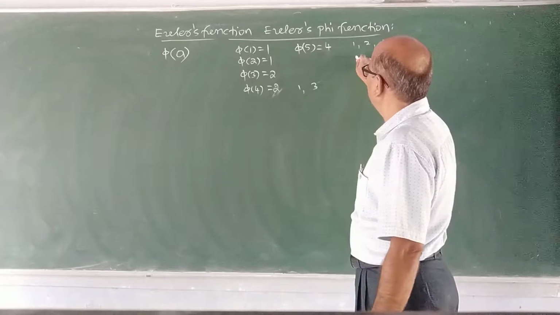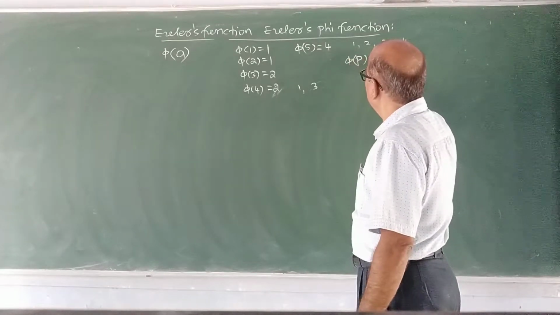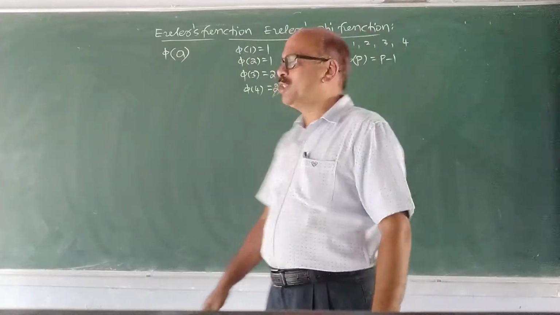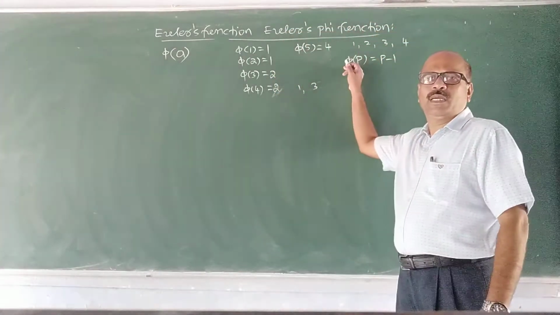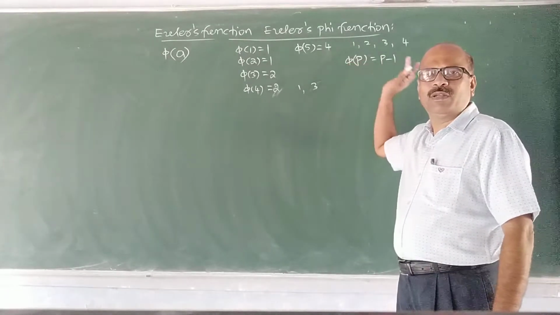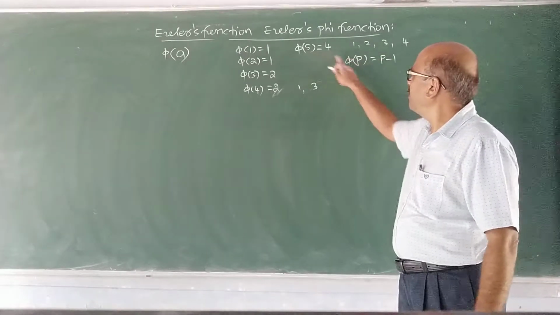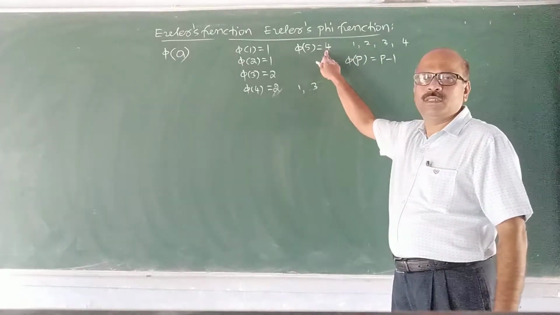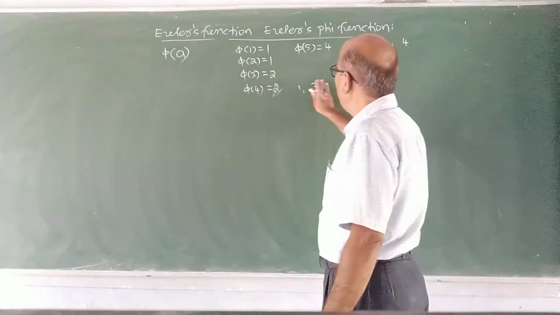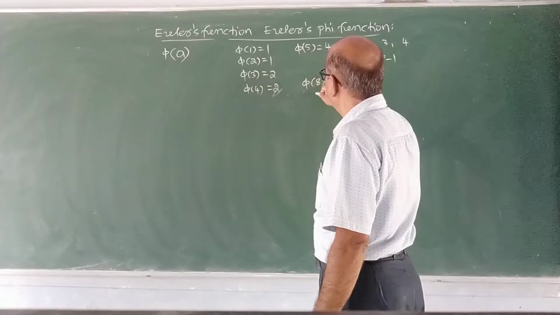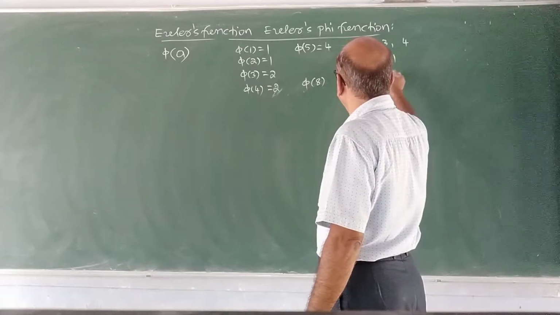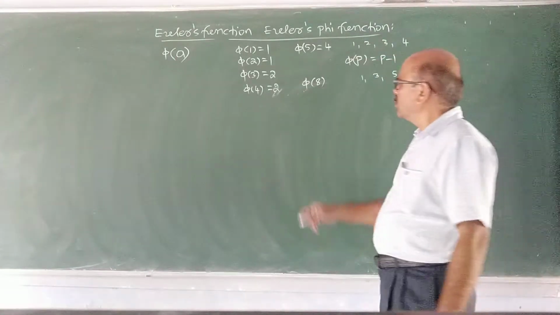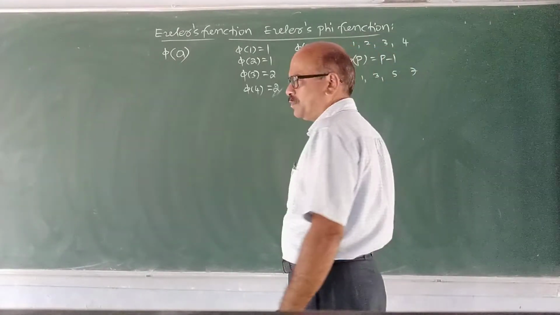And one more result is there. If P is a prime number, phi of P is P minus 1, because every positive integer less than P is relatively prime to P. 5 is prime, so phi of 5 is 5 minus 1, which is 4. Now, what is phi of 8? 1, 3, 5, 7 are relatively prime to 8. So phi of 8 is 4.